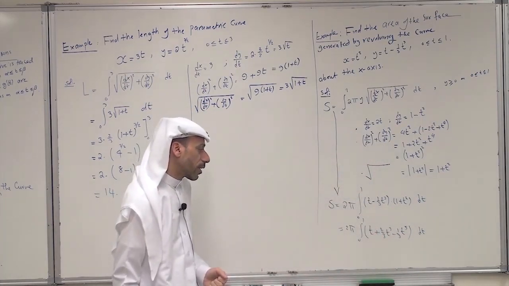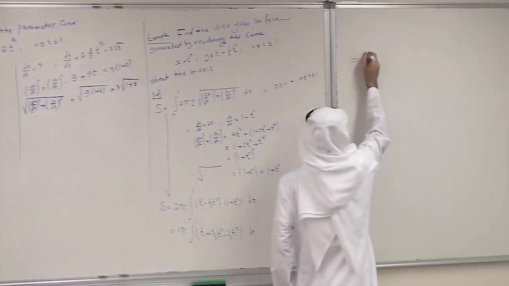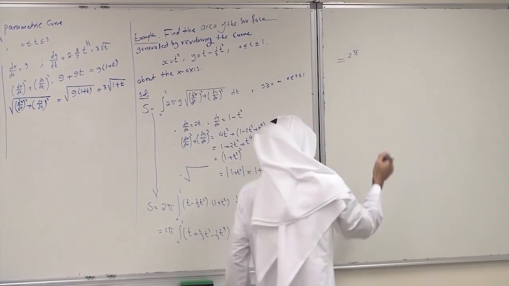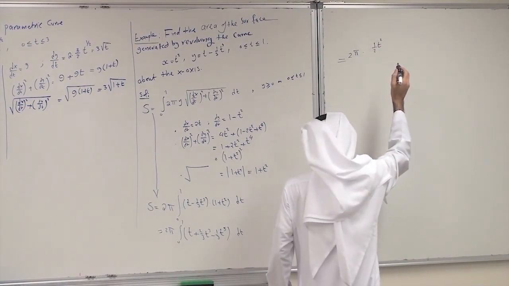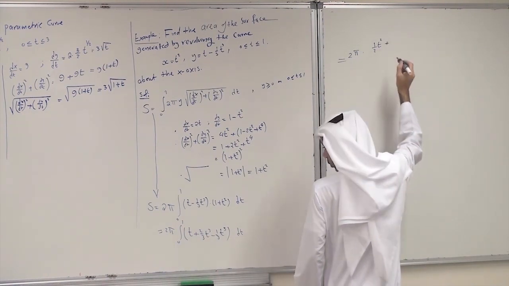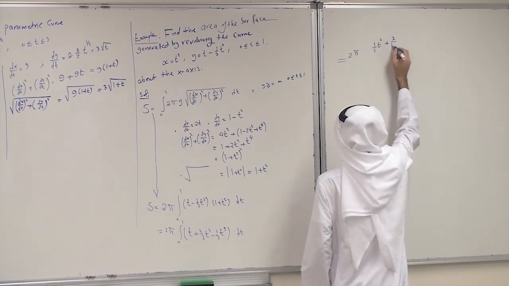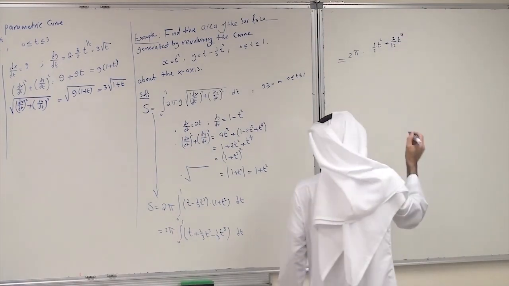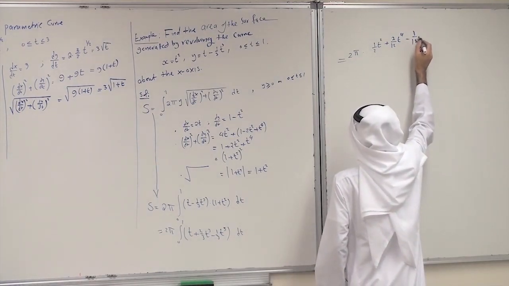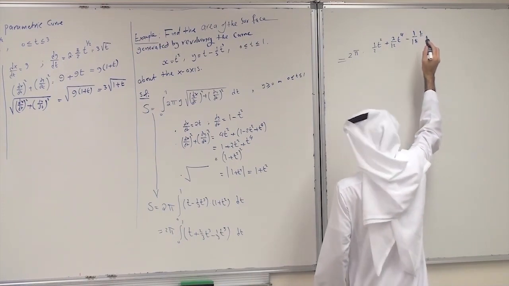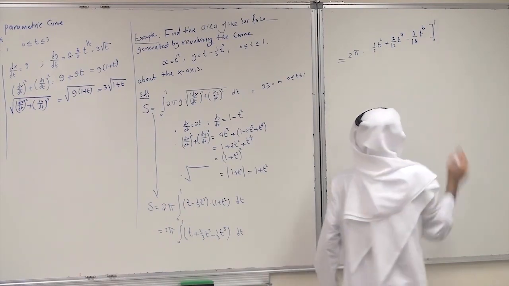A very simple function to integrate. This becomes 2 pi times: half t squared plus 2 over 12 t to the power 4 minus 1 over 18 t to the power 6, from 0 to 1.